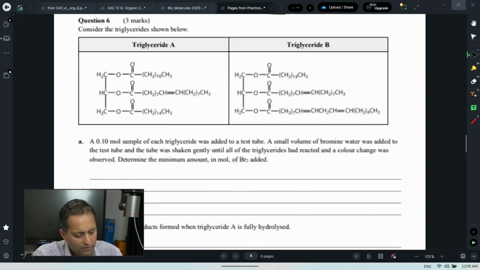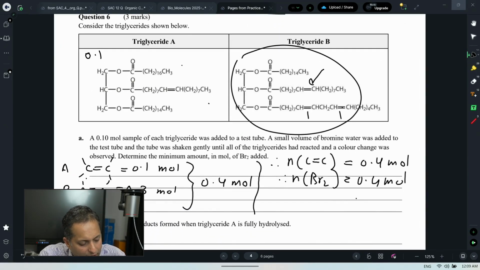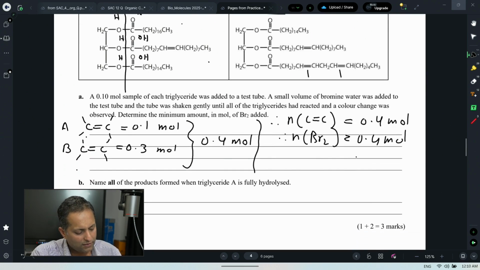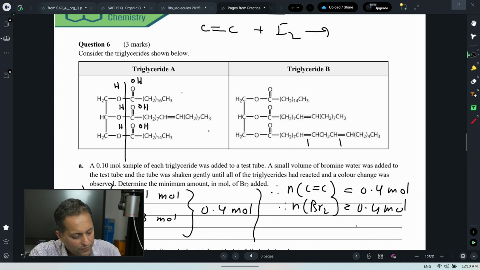Now, in order to do that, we hydrolyze the triglyceride. So how do you do the hydrolysis? Break the line, breaking the ester bond. After that, this side H, this side OH, this side H, this side OH, this side H, this side OH. You see that? Then let's try to identify the first fatty acid.